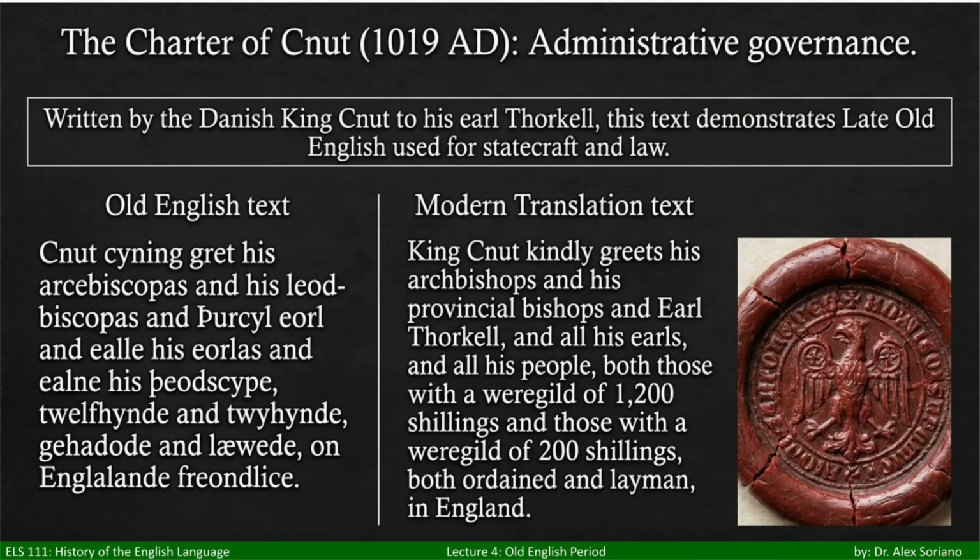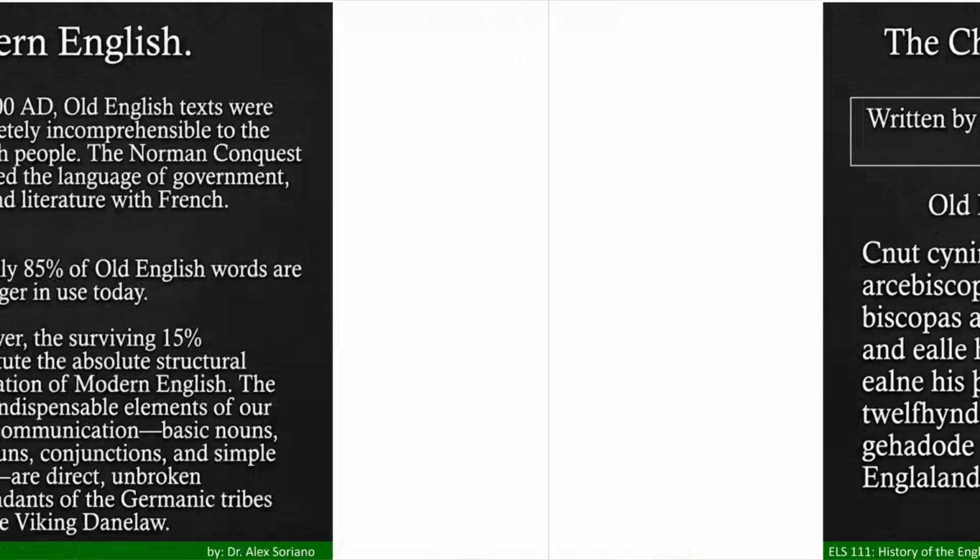Notice that term weregild, literally man payment. In Anglo-Saxon law, every person's life had an assigned monetary value, used to determine compensation owed if that person were killed or harmed. A higher weregild meant higher social rank. Here, the charter addresses both the 1,200 shilling nobility and the 200 shilling common freemen in the same breath, which tells us something real about how this society understood status and justice.